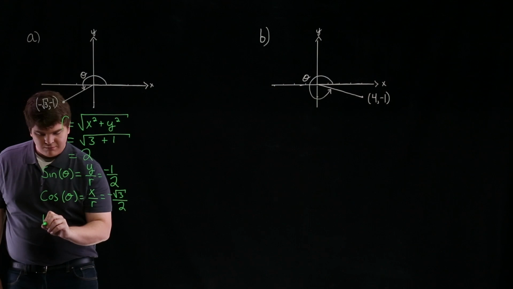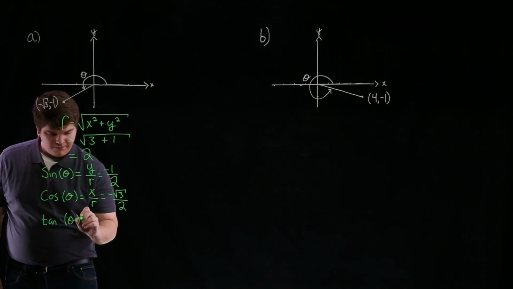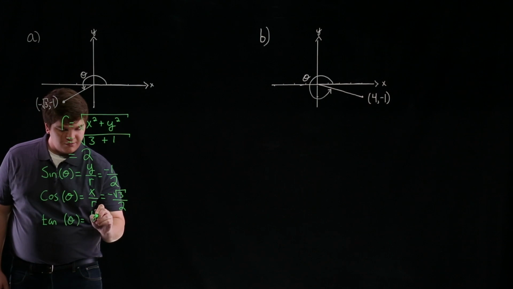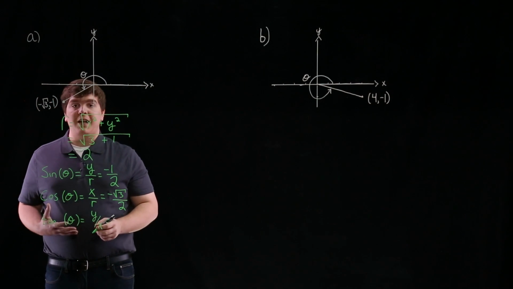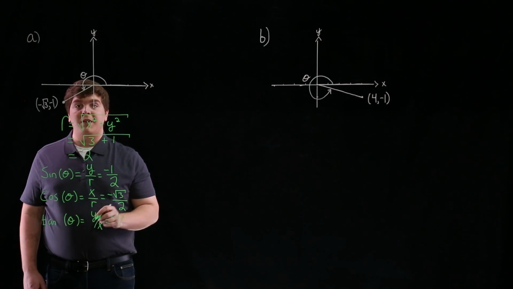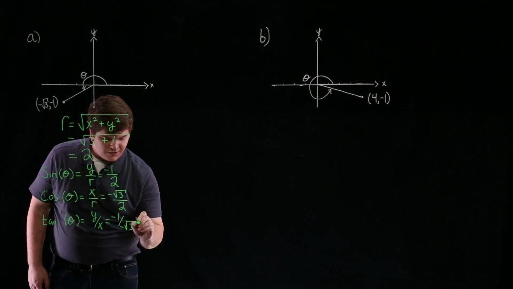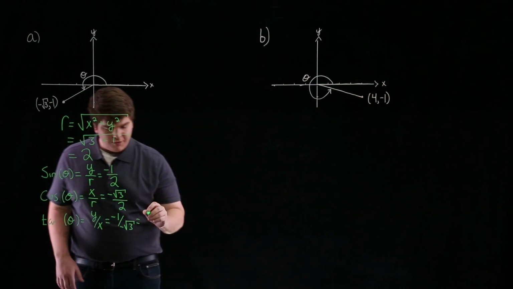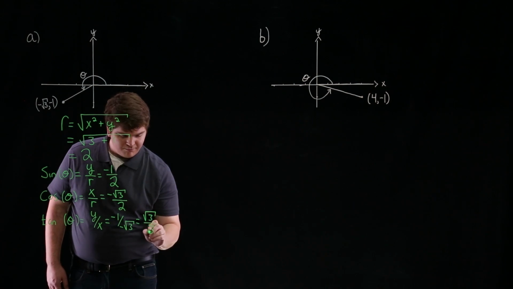Tangent of theta is equal to y divided by x, which is equal to negative 1 divided by negative square root of 3, which is equal to the square root of 3 divided by 3.